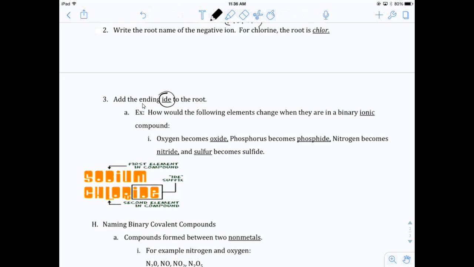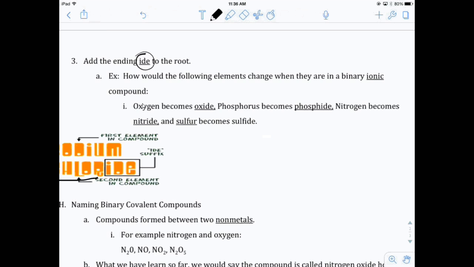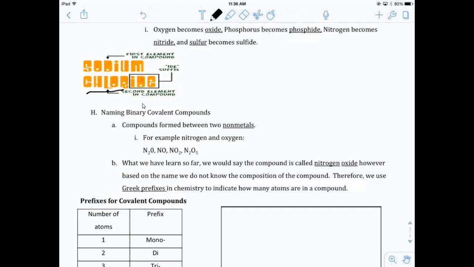Here's the example of sodium chloride. The first name, you don't change at all. Sodium, and then you keep the root of the second element in the compound, but change it to an IDE. Once again, that just signifies it's part of a compound. All right. Now, covalent bonds are different. Naming covalent bonds and writing covalent bond formulas are different.